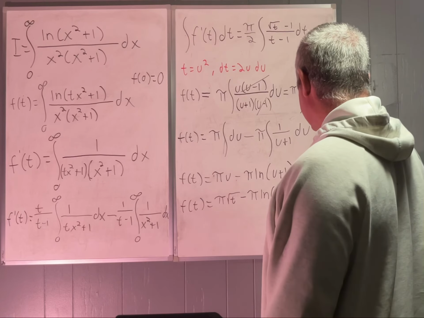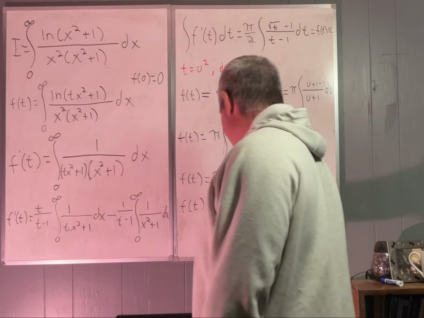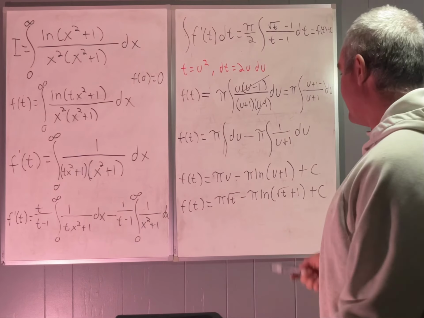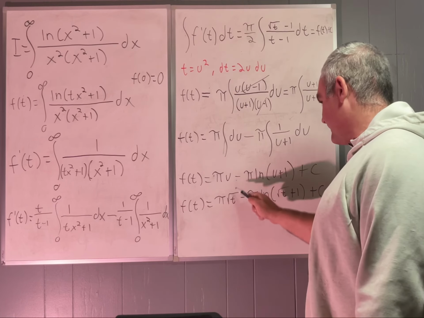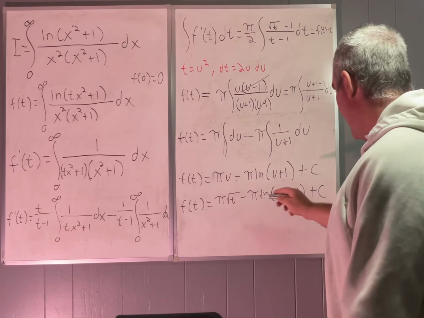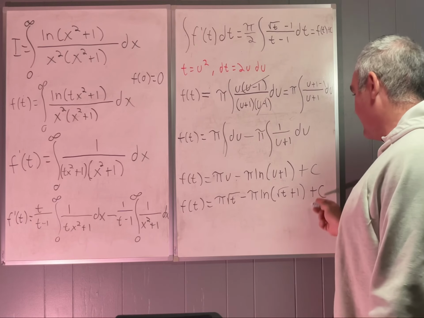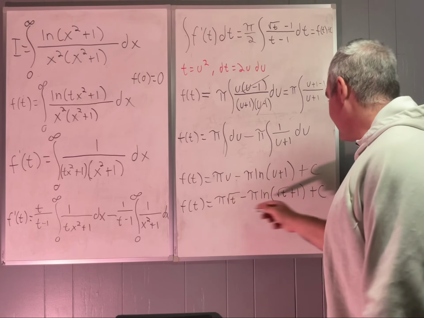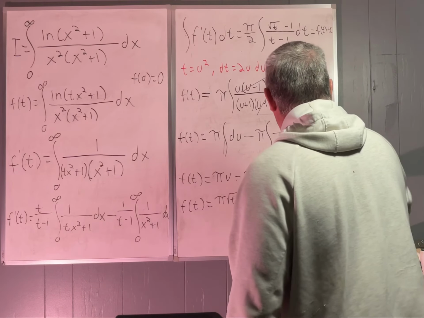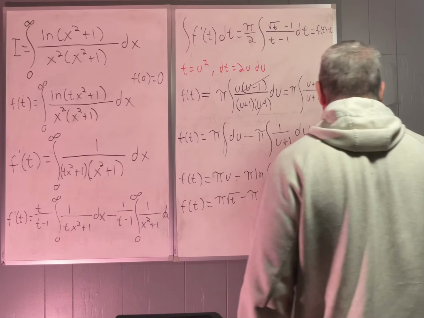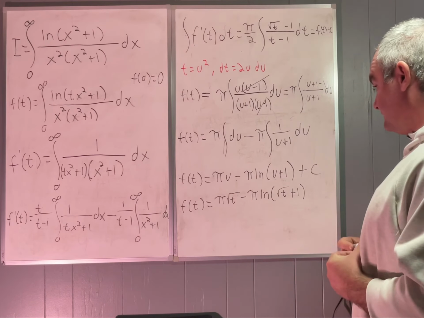So, plugging that in, well, I'm not going to write this part out. We get that 0 is equal to pi times 0. So this part cancels out. Minus pi times the natural log of 0 plus 1, natural log 1, 0. You get that 0 is equal to c. So we can just go ahead and calm down, guys. That's it. That's our final expression for f of t.